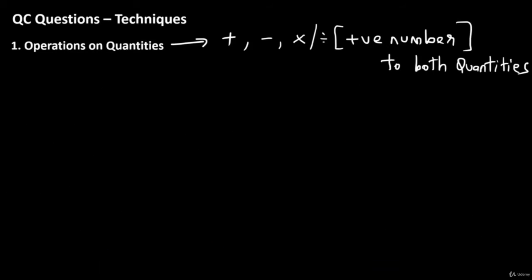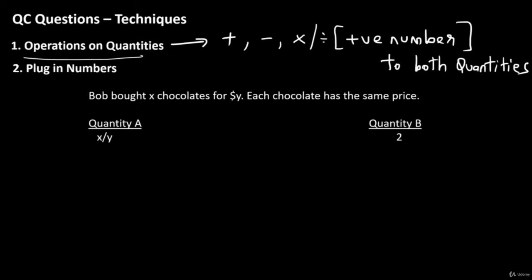Alright, now let's see the next tool in our kit. So the first one was doing operations on the quantities. Alright, now the second one that we discuss over here is plugging in numbers. Let's discuss that over here with the sample question. Bob bought X chocolates for Y dollars. Alright, each chocolate has the same price. Now quantity A is X by Y and quantity B is 2. Now we need to find the relationship between these two quantities. So it's very convenient to plug in some numbers.